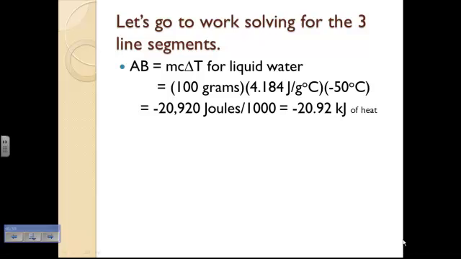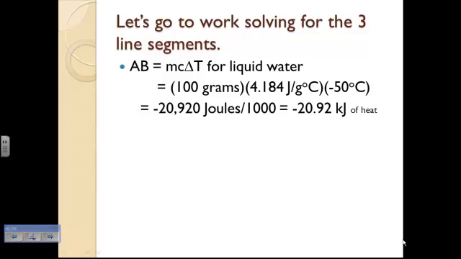Here's line segment 1. Write this down. Line segment AB is an MC delta T problem for liquid water. I'm stressing liquid so that we're carefully matching the specific heat constant for the liquid form of water. Problem gave us 100 grams of water. 100 grams represents the M in the MC delta T. 4.184 joules per gram degrees Celsius is the specific heat constant for liquid water.